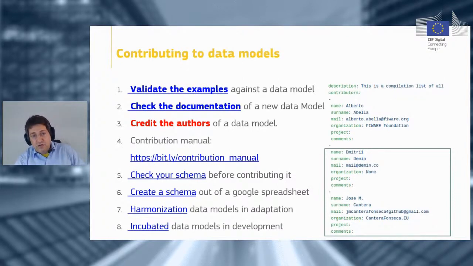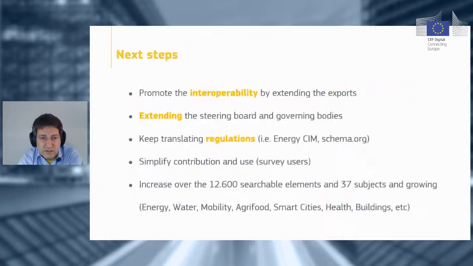You can check your schema, definitely, or even if you are not familiar with JSON schema, which is something out of your knowledge, you can create a drafted schema with a Google spreadsheet. You just put the name of the properties, the data type, the description, and there is a tool which helps you to create a very first version. And of course, these two services, which I've mentioned before, which is harmonization and incubated. And could we go for the next?